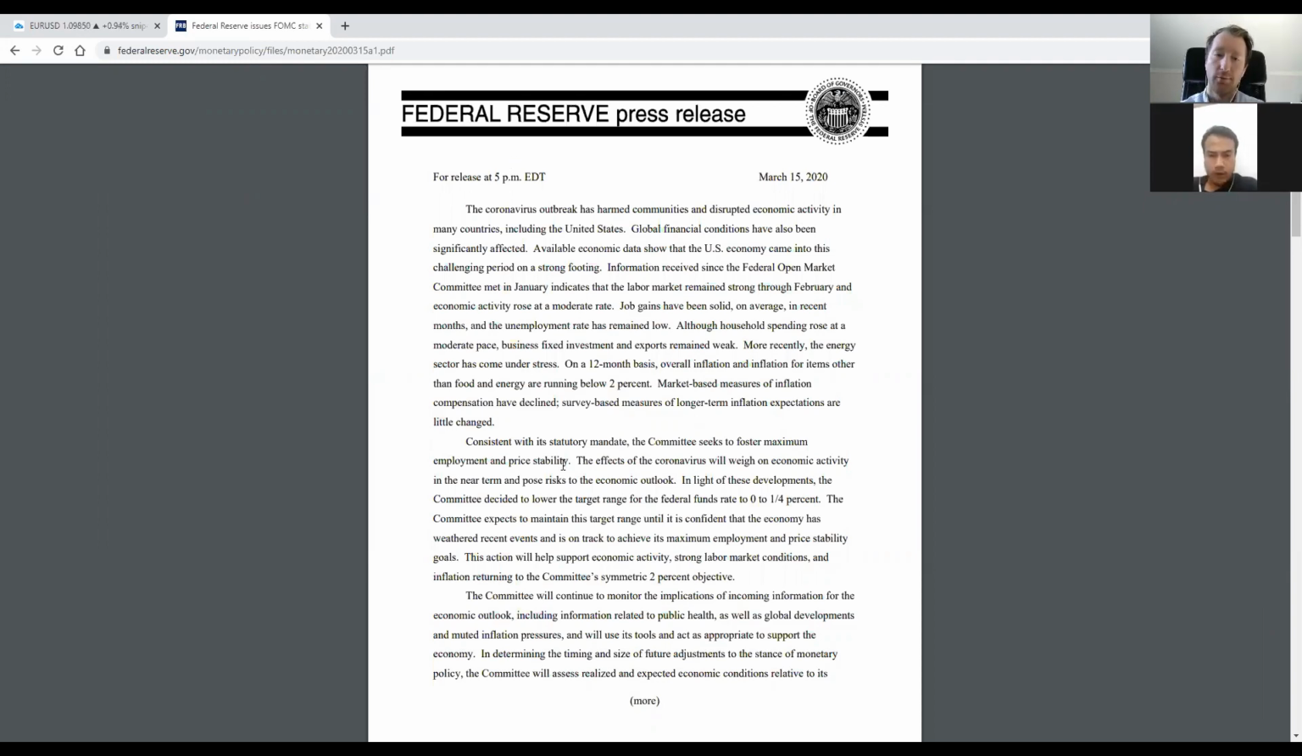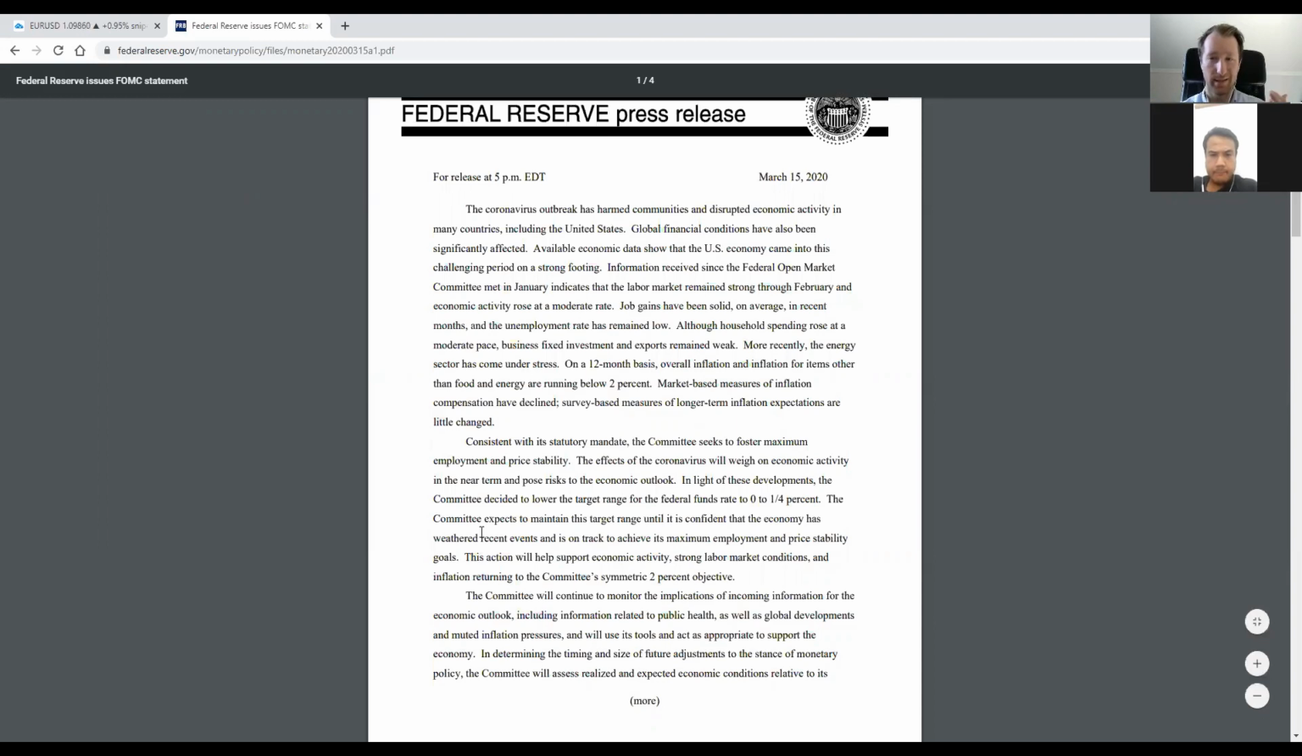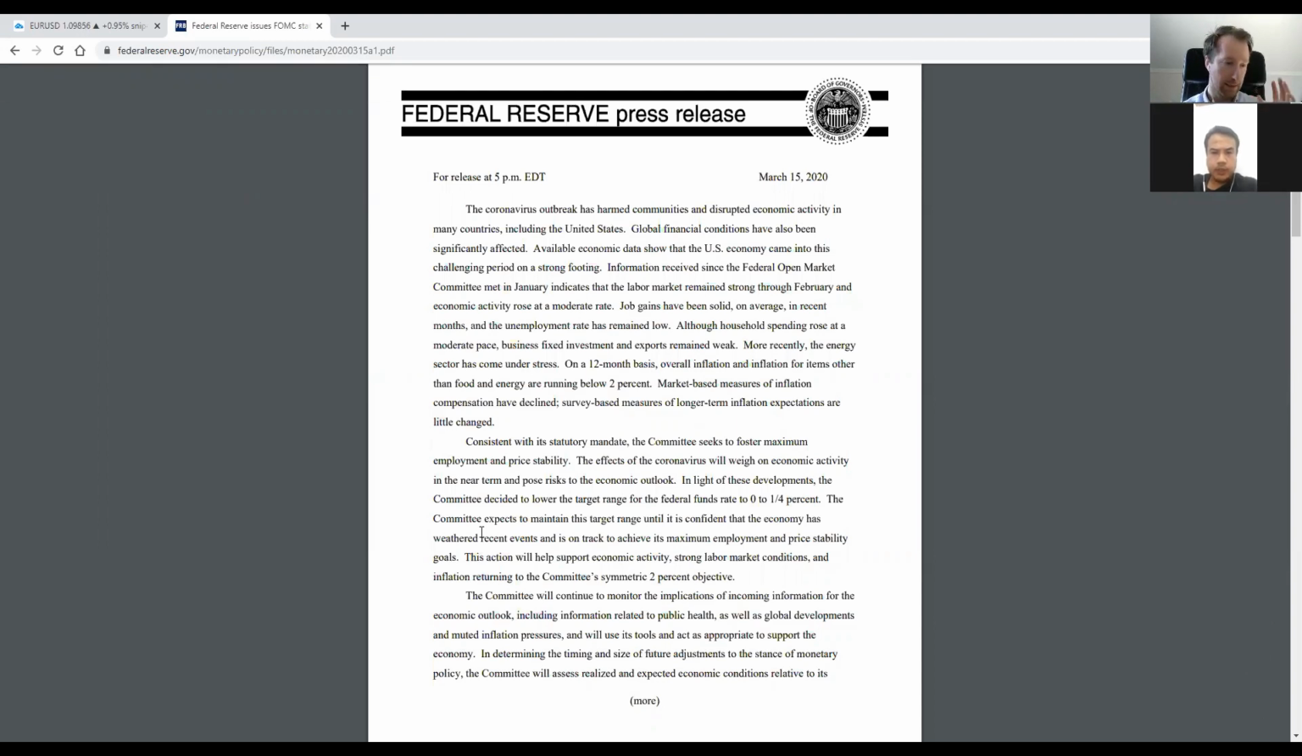So for me to analyze this, I would say, is it positive or negative, or is it neutral in their wording? So what kind of words do they use? They have used the words harm communities and disrupt economic activity. That's very negative. So coronavirus outbreaks have harmed communities and disrupted economic activity in many countries, including the United States. Global financial conditions have also been significantly affected. Again, negative. Challenging period, so they're coming into a challenging period.